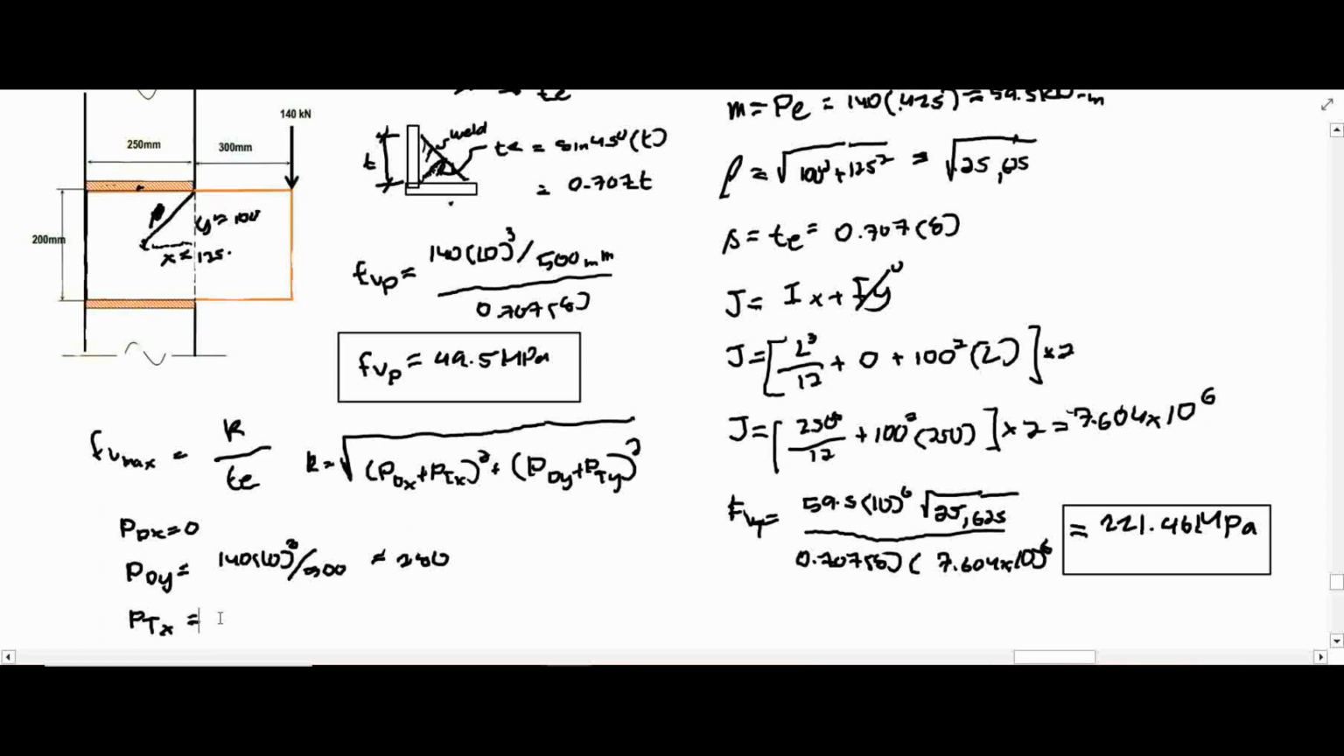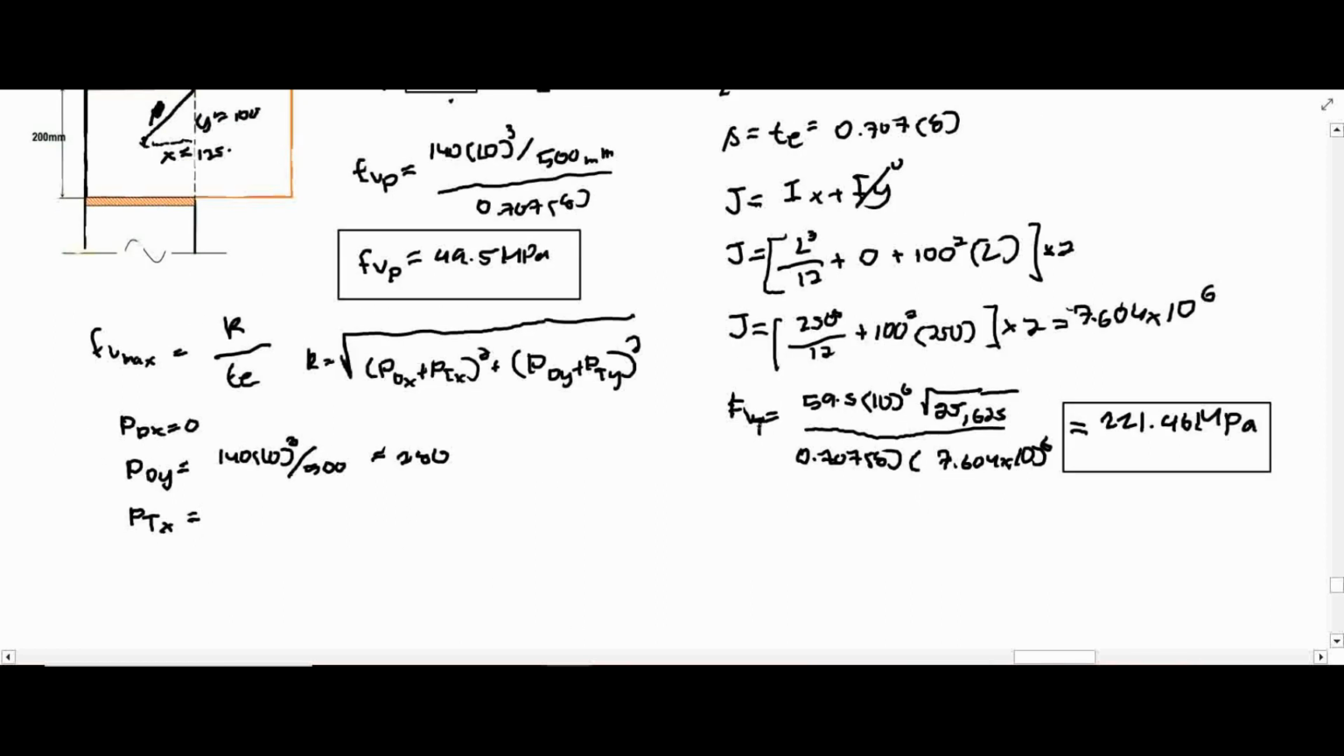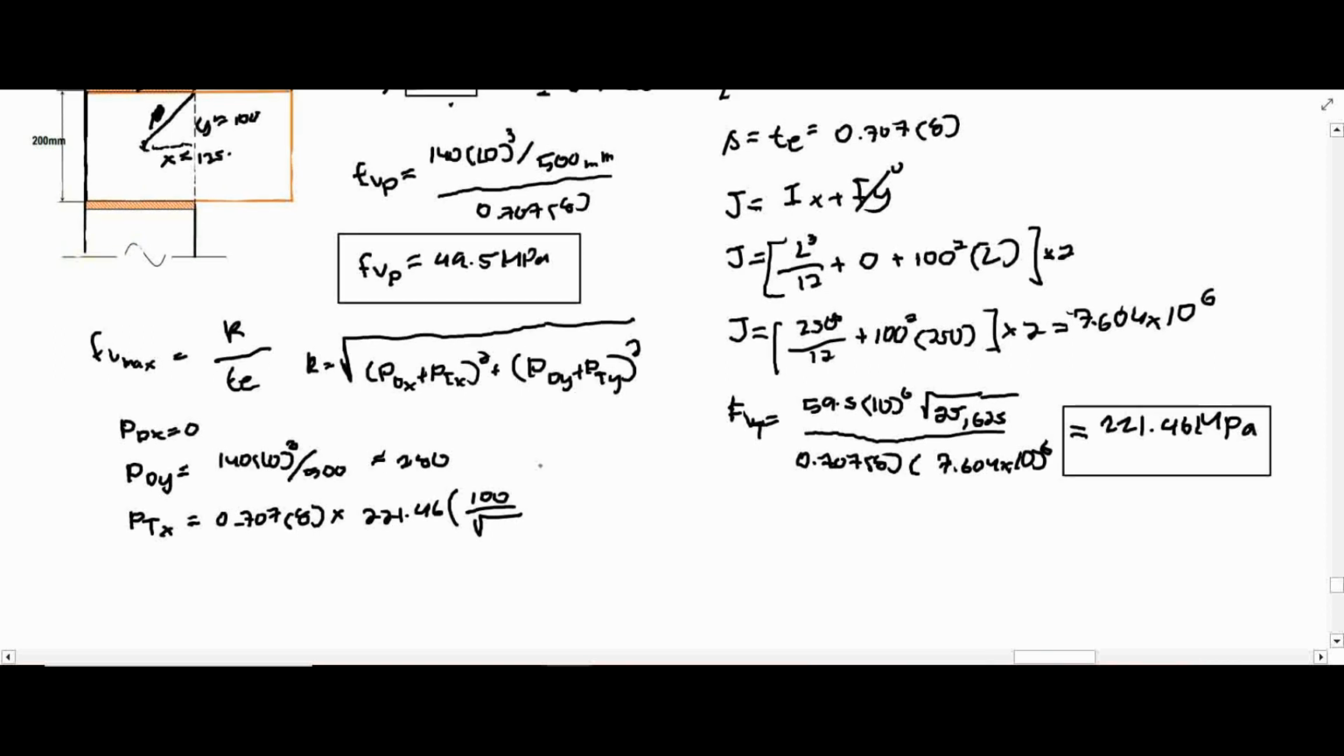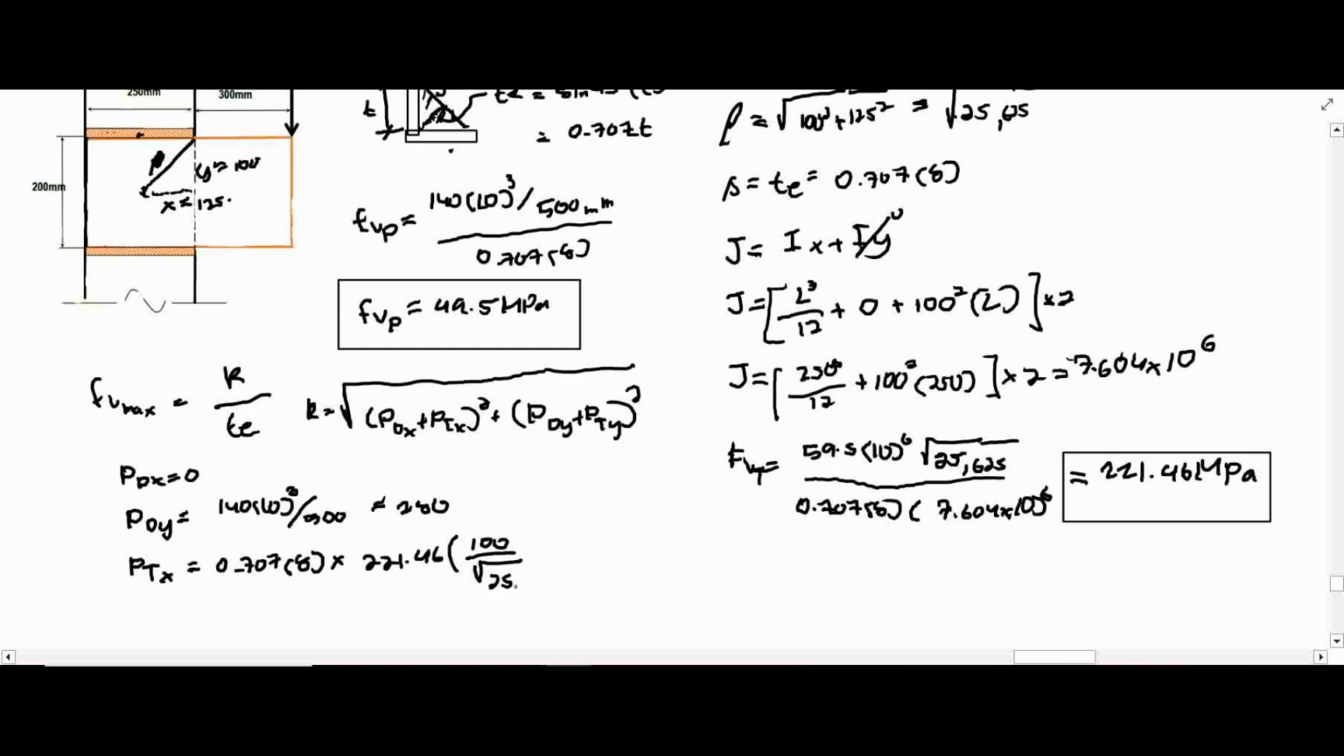Next is our PTX. In order to get the PTX, that's just the area times FVT, in which we will get the X component for this shear stress. So that's area, 0.707 times 8 millimeter thickness, times 221.46 MPa, times 100 over the square root of 25,625. And for PTY, that's 0.707 times 8 times 221.46 times the RX, so that's 125 divided by the square root of 25,625. So this should be the RY, 100, and this should be the RX.